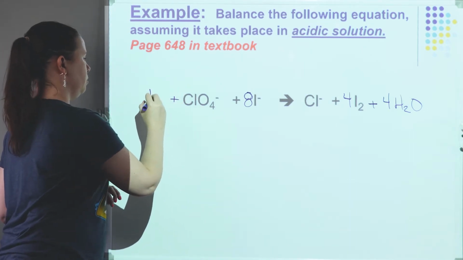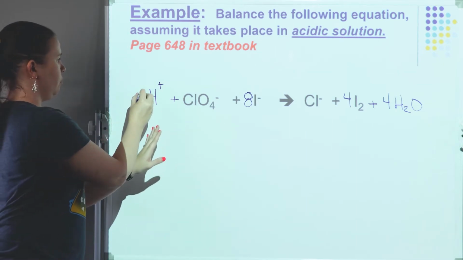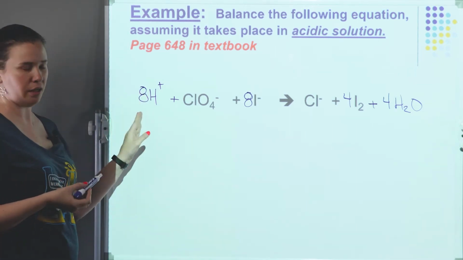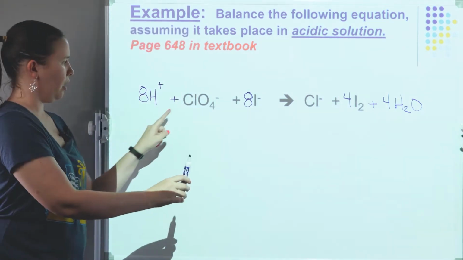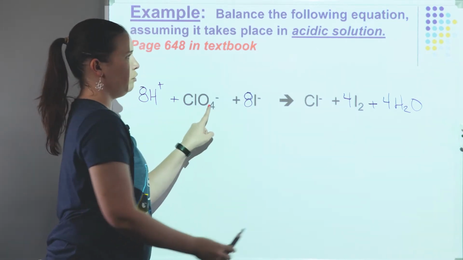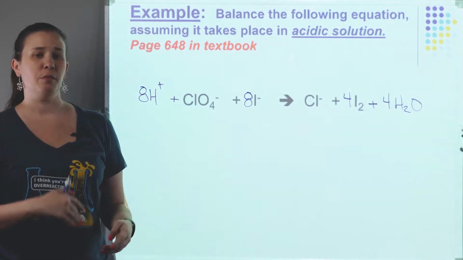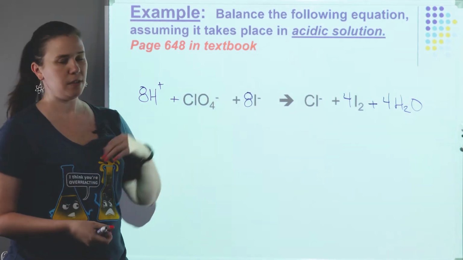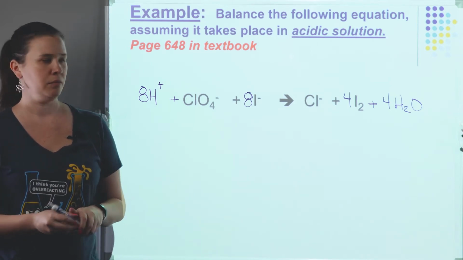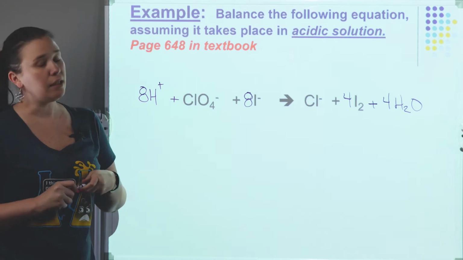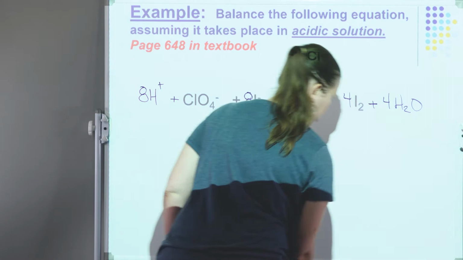So I need hydrogen, which will be in the ion form on the reactant side, and I want to balance that by showing there's 8 of them. Now I have 8 hydrogens on either side, I have a chlorine on each side, 4 oxygens on either side, and 8 iodines on either side. So my atoms are balanced, and then because I did my change in oxidation number method, I also know my electrons are equal. So this is balancing in an acidic solution using the change in oxidation number method.